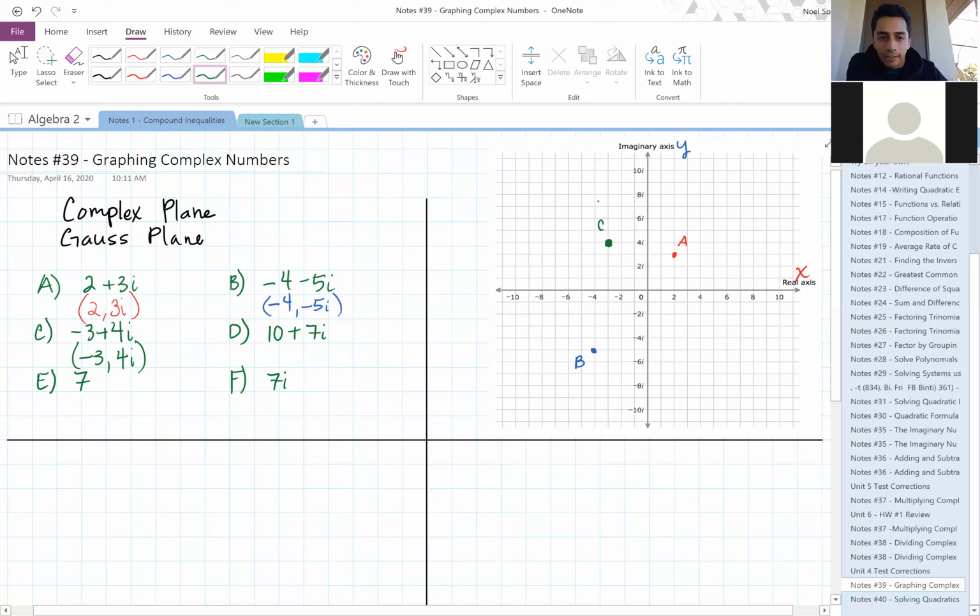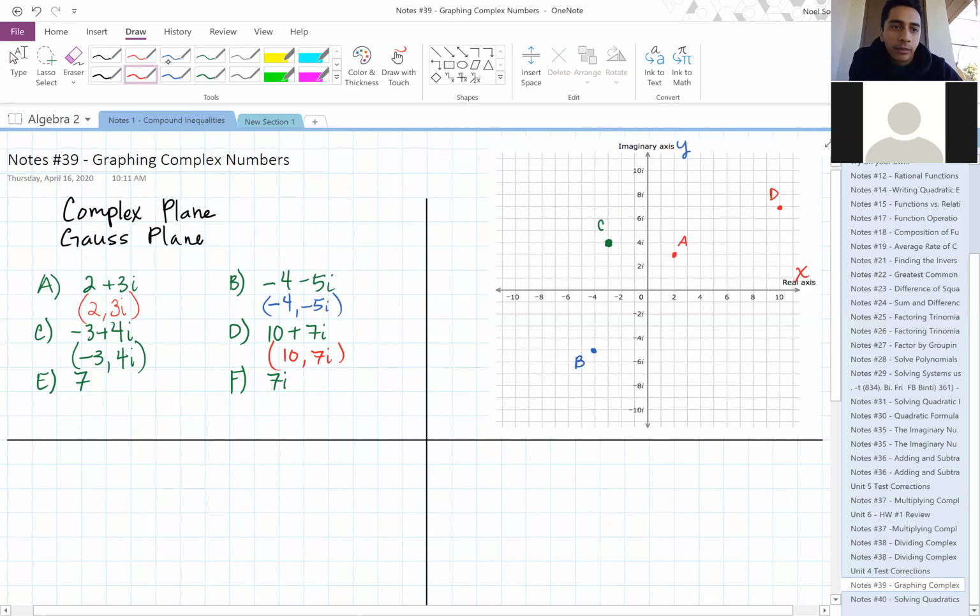And you get the idea, right? That's pretty much all graphing is about. It's literally just take the real number and the imaginary number, you split them up as a coordinate, and then you plot the point. Okay, so let's keep going. Let's do D, right? So that's a positive 10 and then a positive 7i. So we're going to go 10 on the real axis all the way out, and then up 7i. So I believe that's right here. Okay, call that point D.